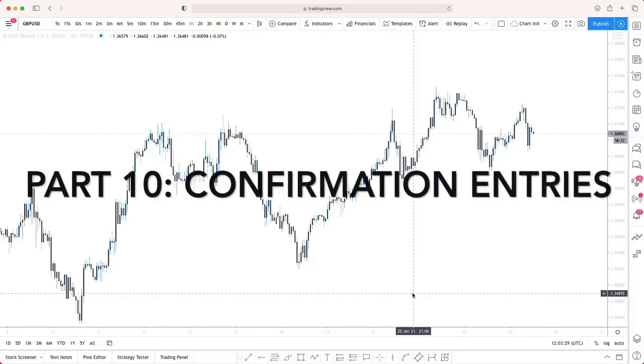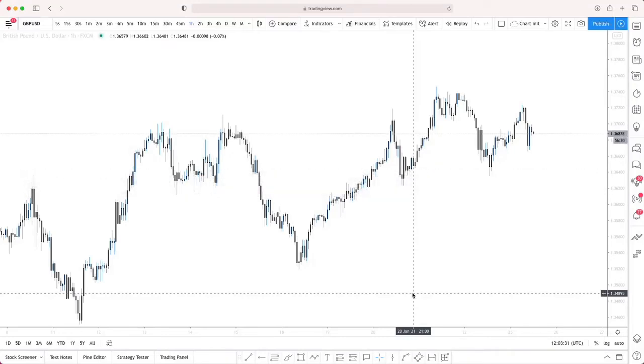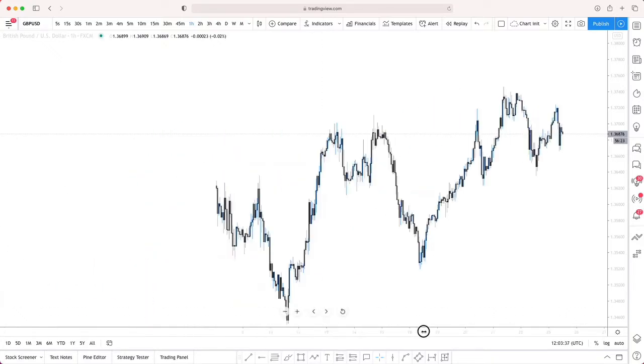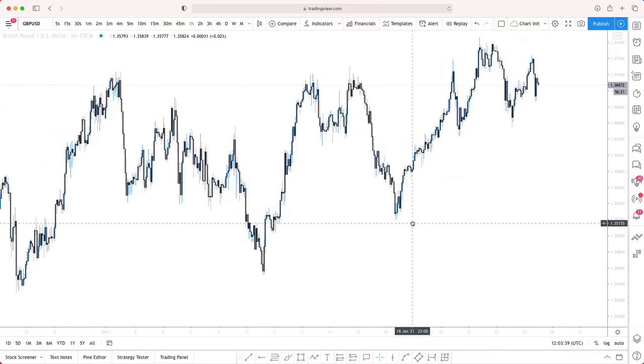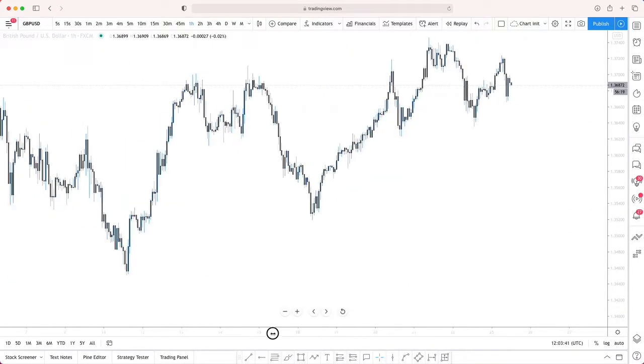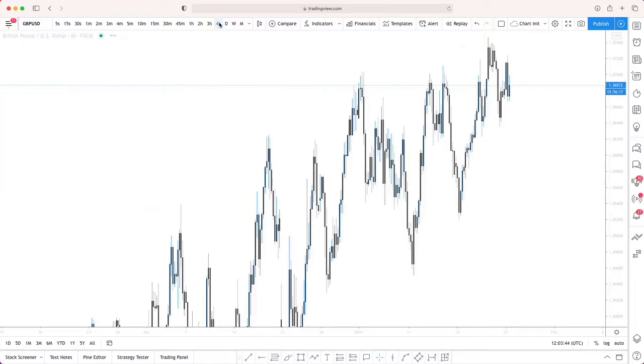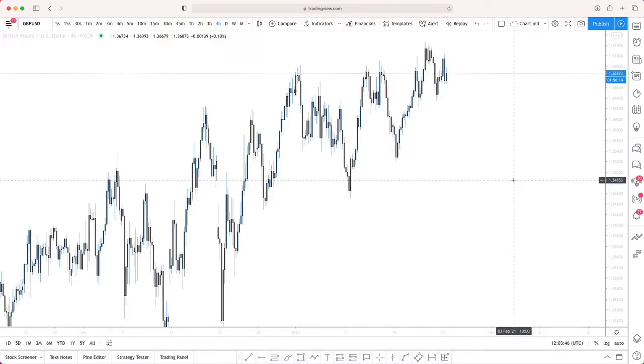Of the order block strategy. So this video is going to be talking about confirmation entries. In the last video we spoke about risk entries. Now we're going to talk about confirmation entries and why this way of trading gives you a higher win rate. Basically, it allows us to confirm which order block is the one that we choose.